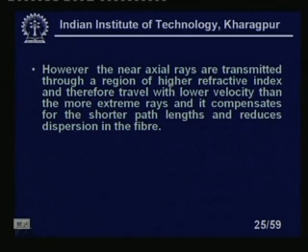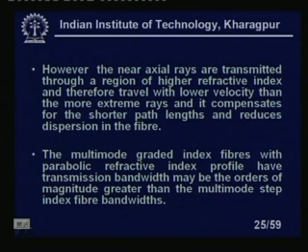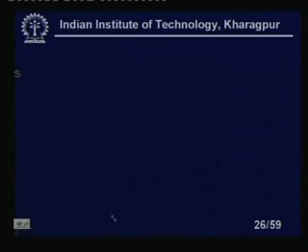However, the near axial rays are transmitted through a region of higher refractive index and therefore travel with lower velocity than the more extreme rays. It compensates for the shorter path lengths and reduces the dispersion of the fiber. The ray going at the end takes less time, because even though it is getting total internal reflection, the refractive index is less, so the speed of light will be higher in those cases. The multimode graded index fibers with the parabolic refractive index profile, which I have shown, have transmission bandwidth that may be an order of magnitude greater than the multimode step index fiber bandwidth. So, this is a great advantage.